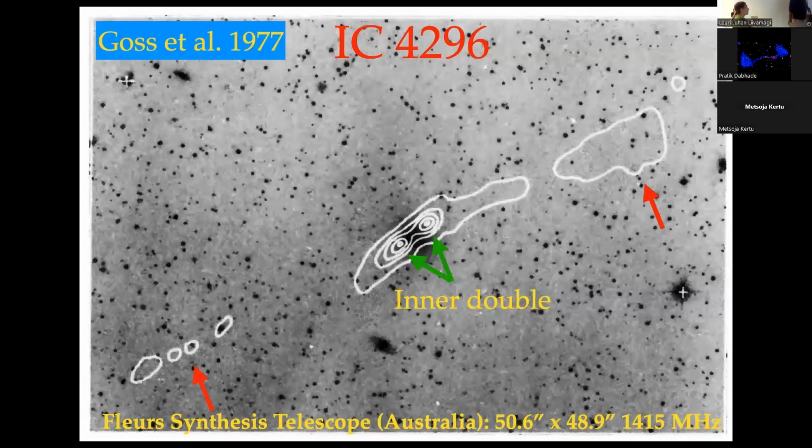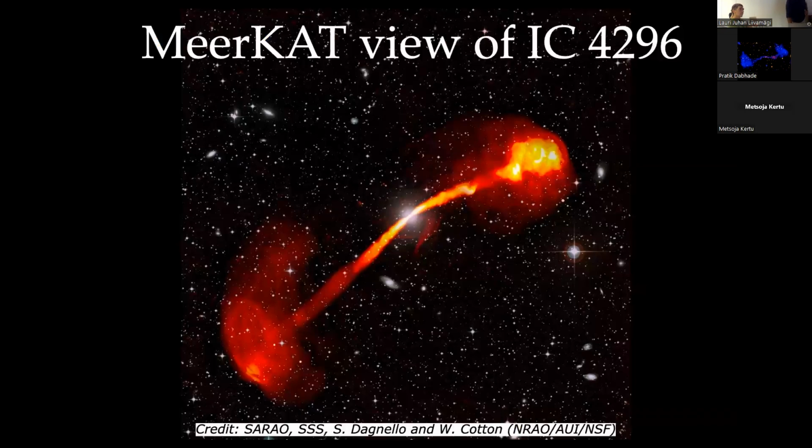Historically, this was coined in 1977. But this was sort of a misclassification because they didn't have the deep data to understand what was really going on. So recently with MeerKAT, this is the same galaxy now seen. The red is all radio emission. You can see that what they thought of as double is actually a continuous stream of plasma which is going on.